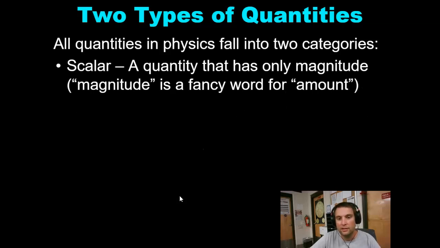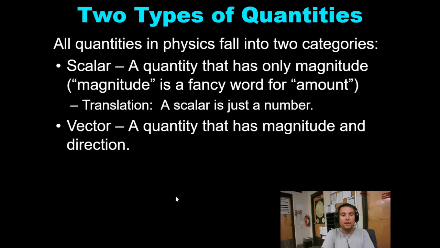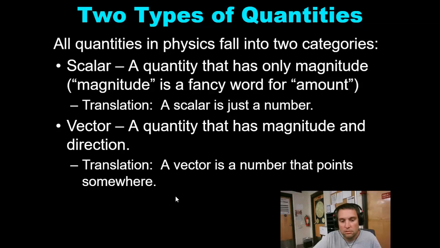2 types of quantities. Again, we have the scalar, which is a quantity that only has magnitude, and magnitude is a fancy word for amount. There's no equation you need to know for magnitude, it's just telling you how much. So if we're asked to find the magnitude of acceleration, then we're just figuring out the acceleration. We don't need to worry about direction, it's just how much. Scalar is just a number. Vector is a quantity that has magnitude and direction. And translation, a vector is a number that points somewhere.